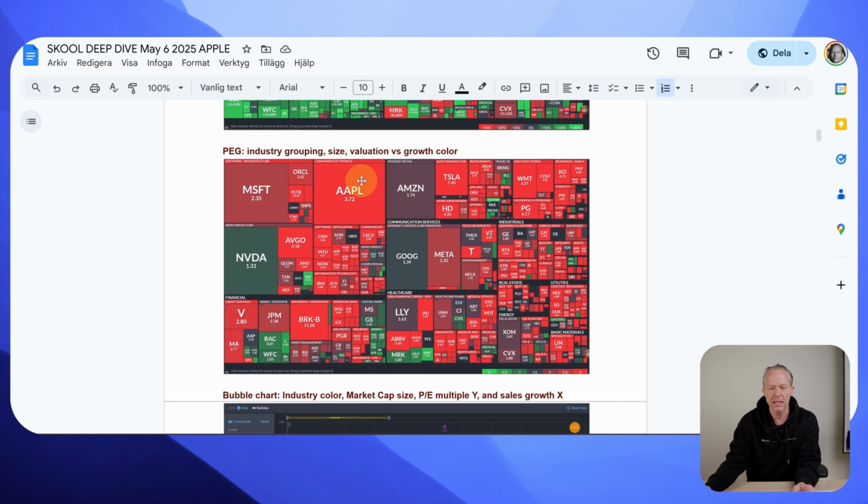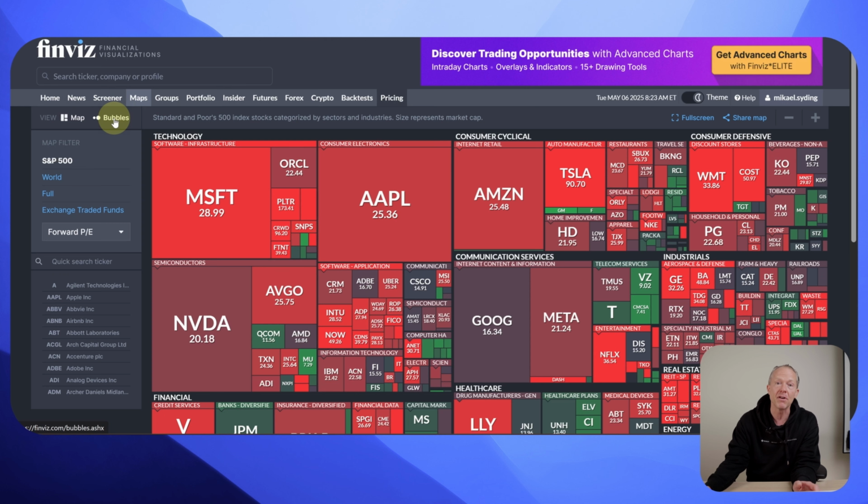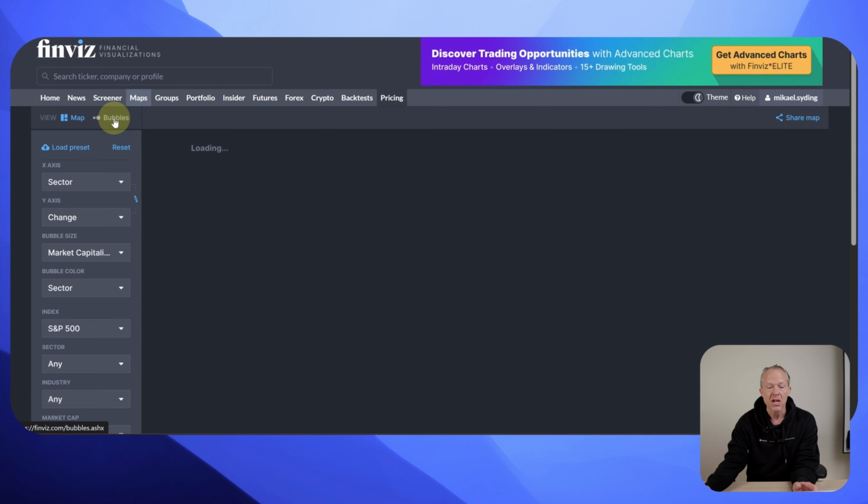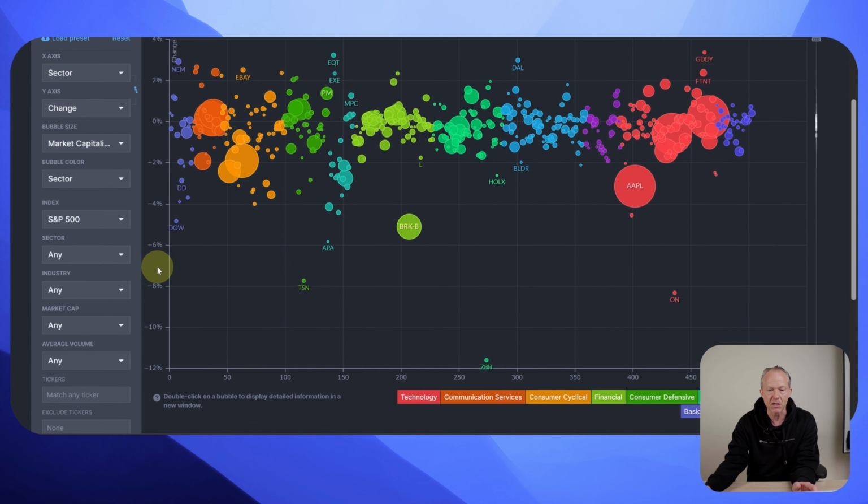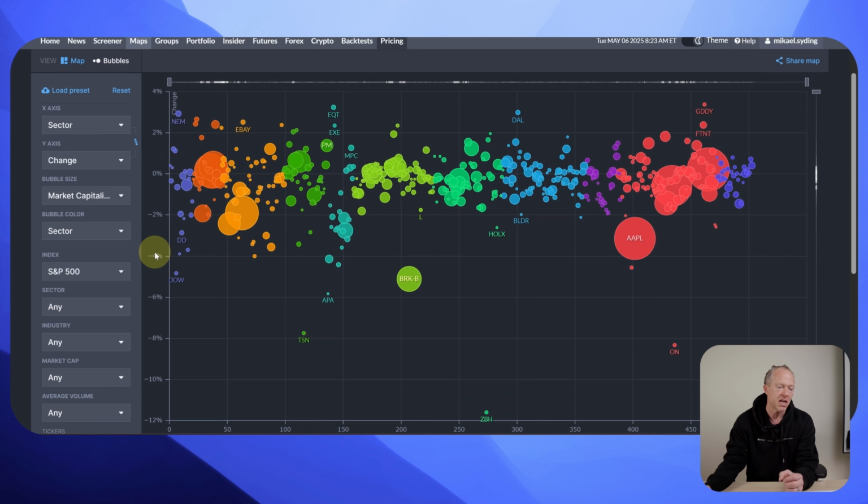In FinViz, there also is the potential of making, for example, a bubble chart. Oh, I happened to zoom there. A bubble chart. So here under maps, you have a heat map and you have the bubbles chart. The bubbles chart is an interesting one. As you can see, you can combine a lot of factors at the same time.